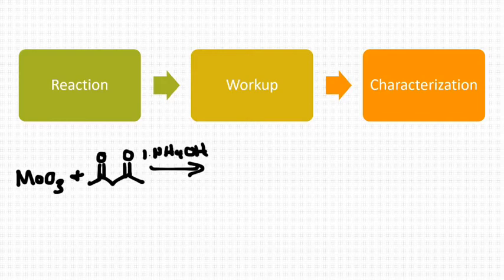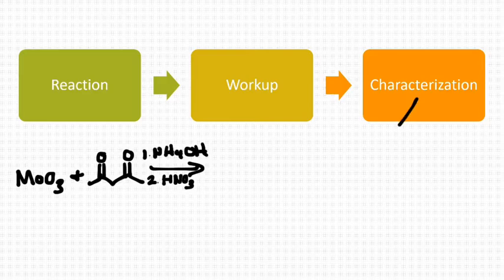So once it's reacted for a while and you're pretty sure that it's done, then the next step is the workup. Workup is the part where you separate the product from the reaction mixture. In this case, we're going to make that easy by causing the product to precipitate. So we're going to add some nitric acid, and that will make your product precipitate and you can filter it out.